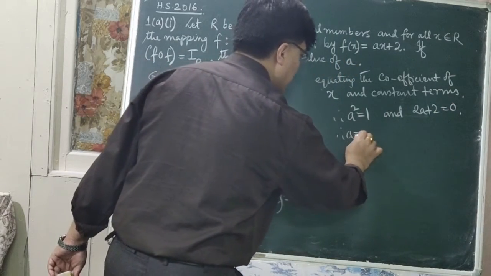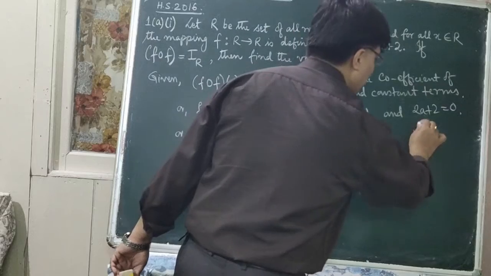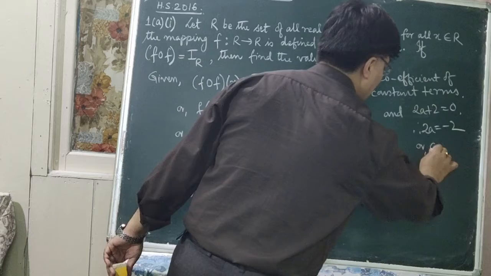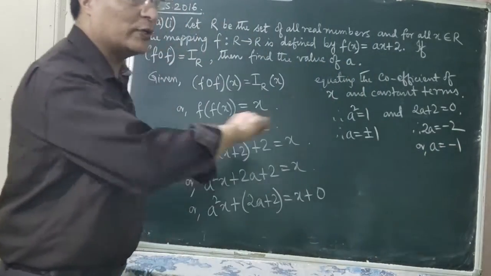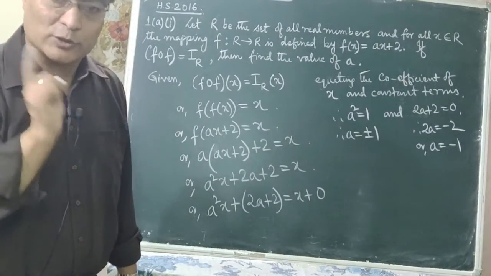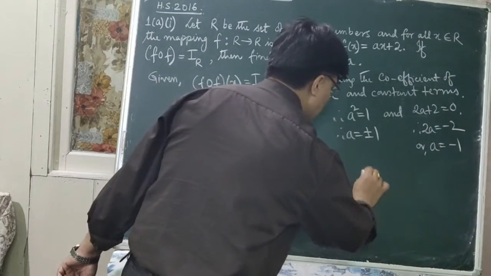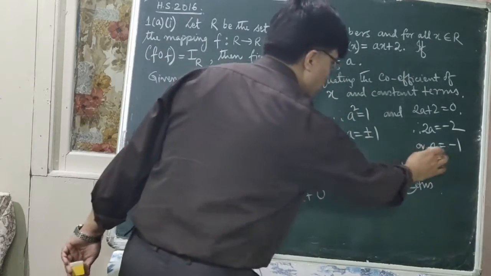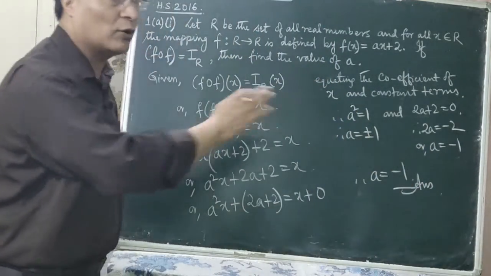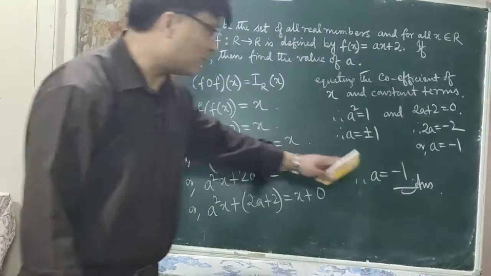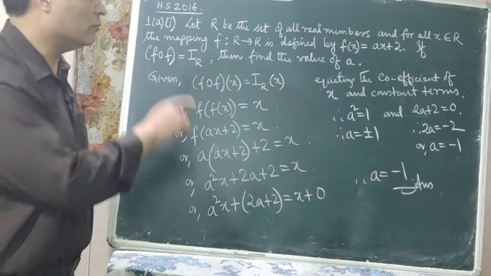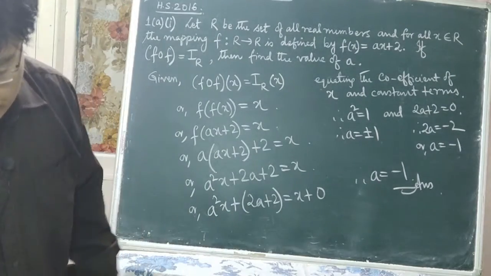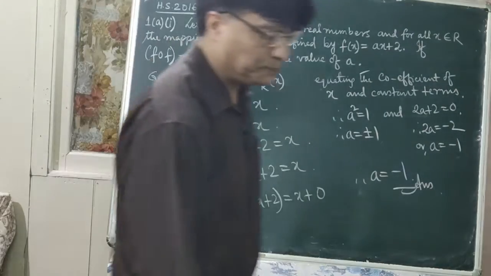So from here we get a is equal to plus minus 1, and from here you get 2a is equal to minus 2, and what is the value for a? A is equal to minus 1. So which is the common value here? A is equal to minus 1. So that is the correct answer. Because a equals minus 1 is common for both these equations, isn't it? So this is the correct answer. So I think you have understood it. So you can copy it. Now we'll do the next question.